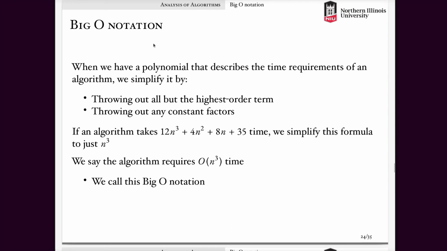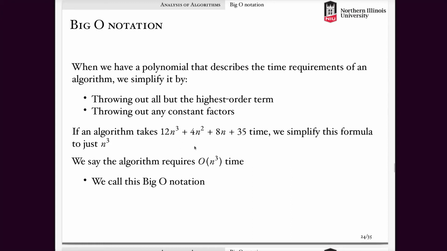Now we move on to how you're supposed to say these things, right? What we call big O notation. If you end up with a situation like we just talked about, here's an algorithm. It ends up taking 12n cubed plus 4n squared plus 8n plus 35 time. You don't want to say this when you're talking to people casually in the lunch line, like we all do, and talk about the complexity of our algorithms.